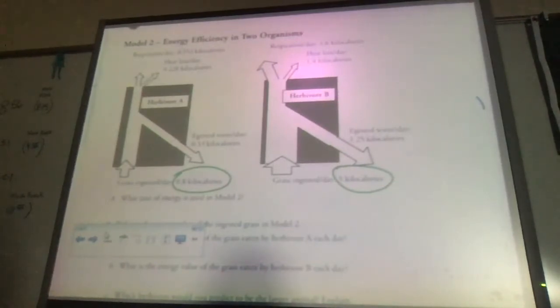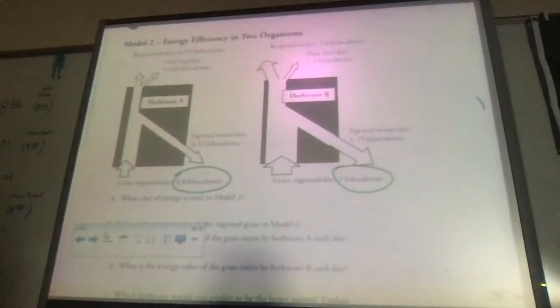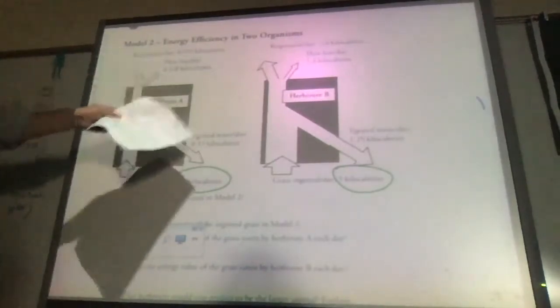So if we go to question 10, it says, what are the 3 ways that energy is being used? How are we using energy in these 2 diagrams?